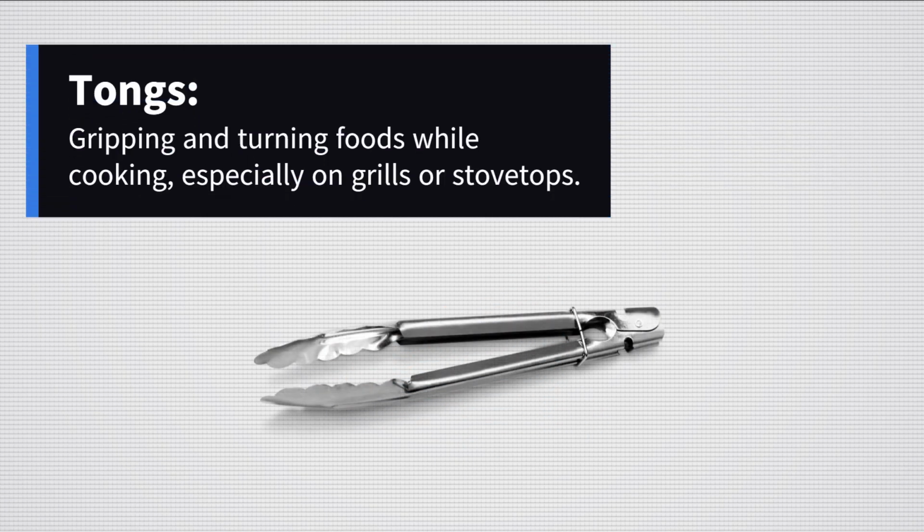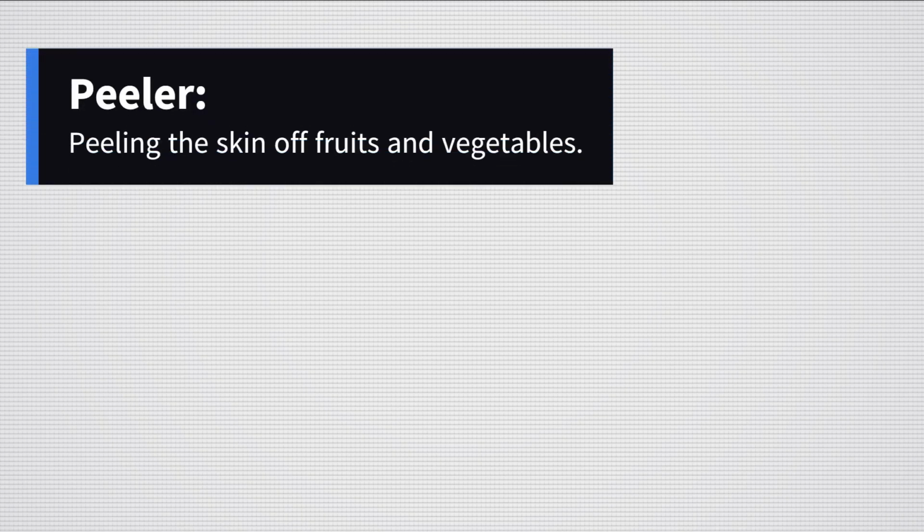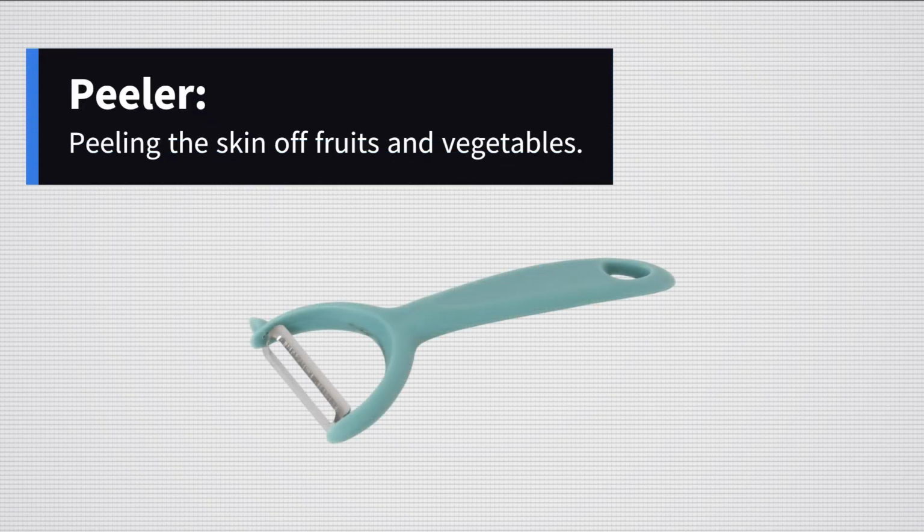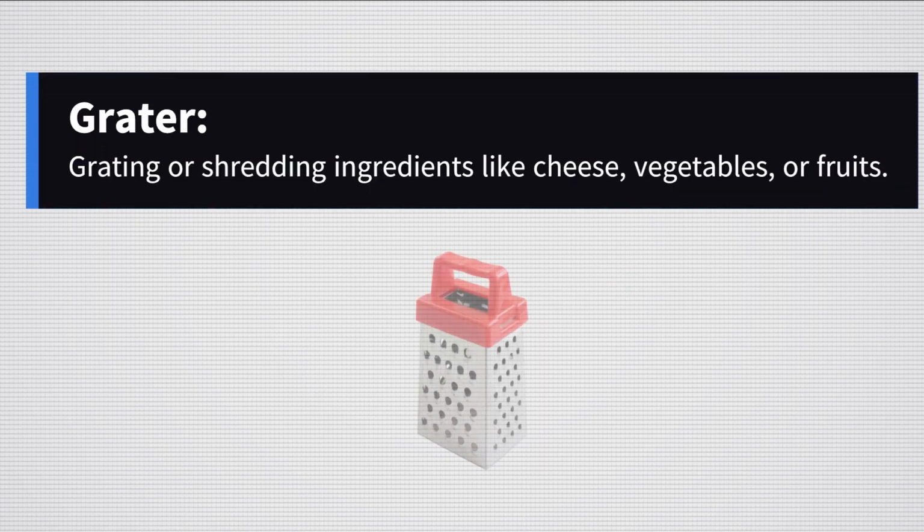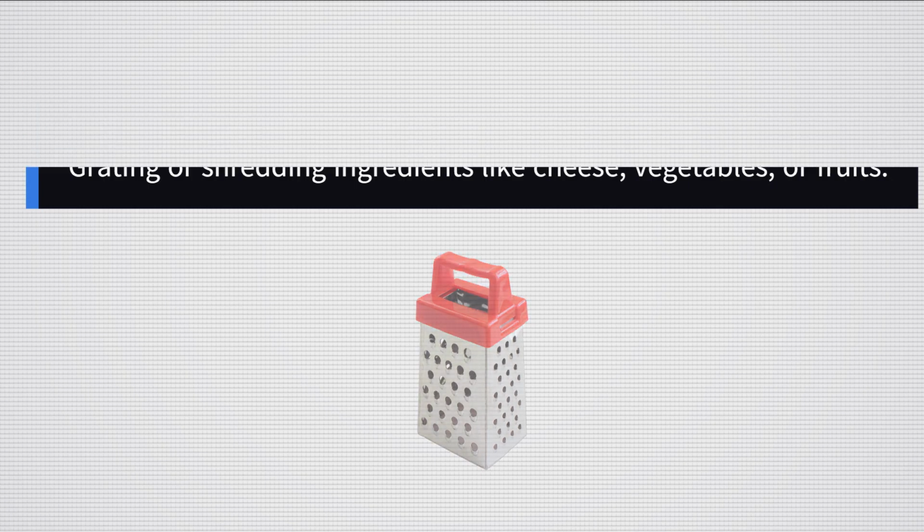Tongs. Used for gripping and turning foods while cooking, especially on grills or stovetops. Peeler. Used for peeling the skin off fruits and vegetables. Grater. Used for grating or shredding ingredients like cheese, vegetables, or fruits.